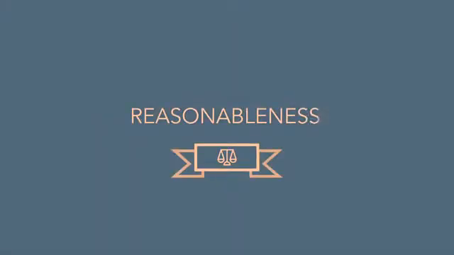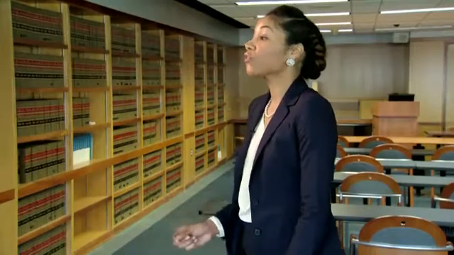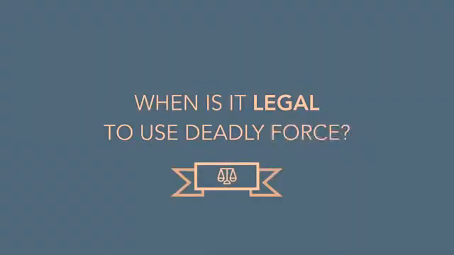So a term we've talked about a lot has been reasonableness. It's important to note that reasonableness is not viewed from the perspective of the juror or the prosecutor, but of the person who was in the situation at the specific time. Let's talk a little bit more about reasonableness. An officer's use of deadly force against a suspect is legally defined as a seizure. An officer may use force when detaining a suspect. But when is it legal to use deadly force?